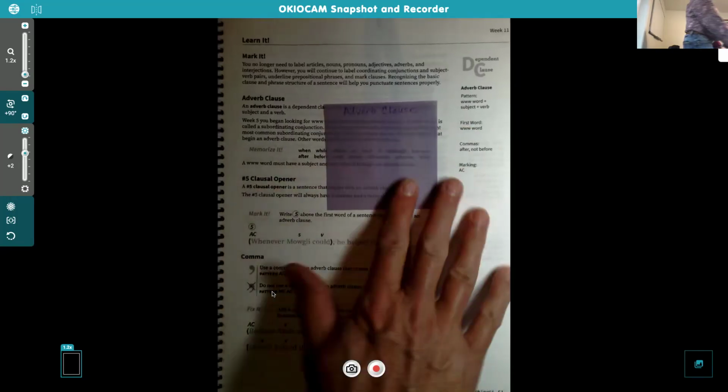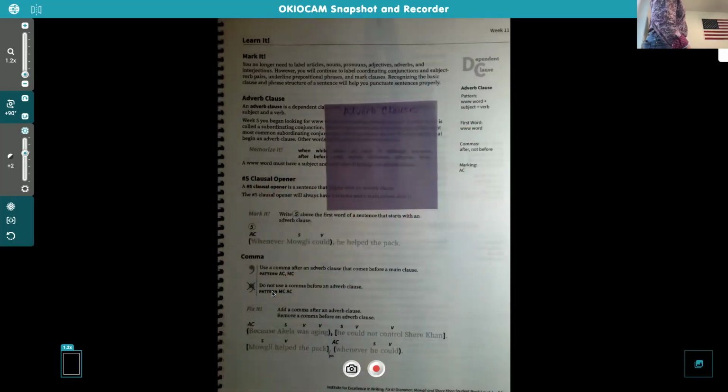We're gonna mark this page adverb clause. Oh, did you see Ellie out there by chance or no?